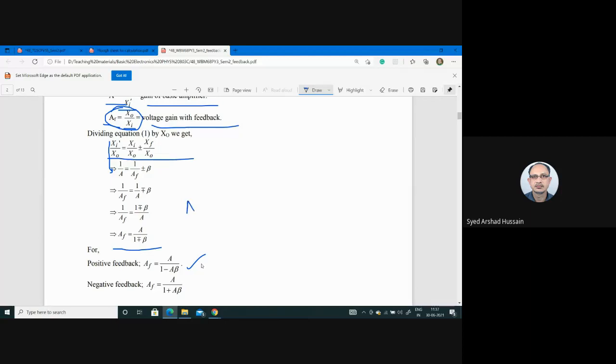And from this we can say that AF is greater than A. Or here we can say that AF is less than A. Okay. So we see that in case of positive feedback, gain increases, but in case of negative feedback, gain decreases. So in our syllabus or topic, mainly we are interested in why negative feedback is important, even if the gain of the amplifier decreases in case of negative feedback. So this is the main topic of our discussion.